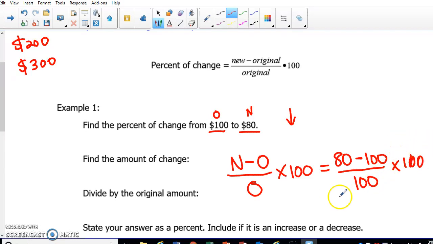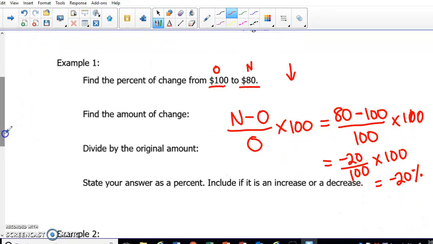So it's 80 minus 100, which is negative 20. Divide by 100 times 100. When you do the math, it's going to be negative 20, so it's going to be negative 20%. That means 20% decreased. So you can say it's going to be 20% decrease.